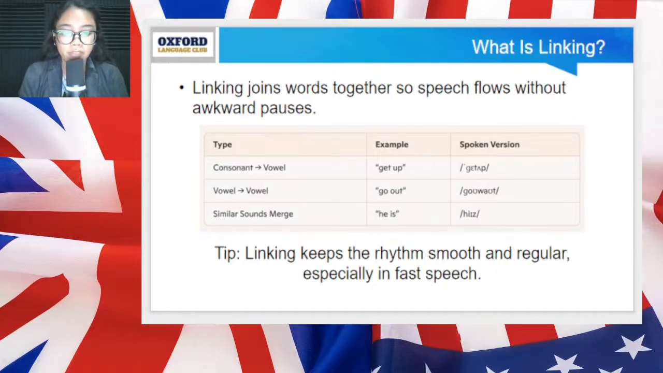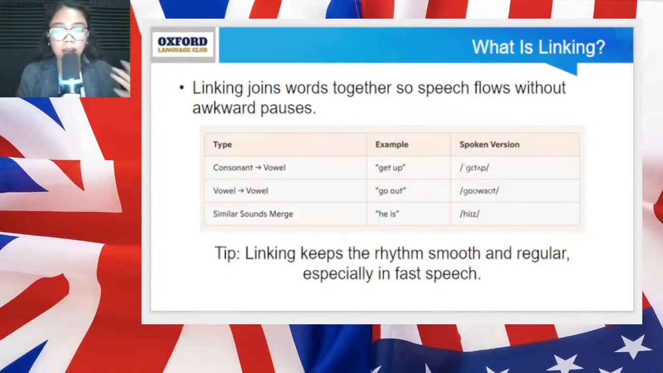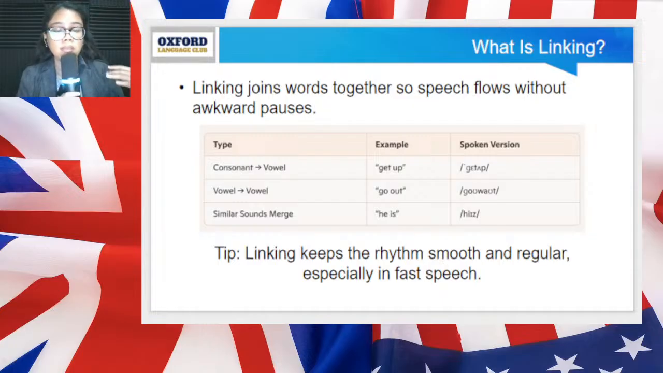So let's circle back to our main definition. Linking joins words together so speech flows without awkward pauses. Let's try to use an analogy for better understanding. You can imagine speech as a road. If there are awkward pauses between words, it's like having speed bumps every few meters. You have to slow down, stop, and then accelerate again. Linking smooths out these bumps, turning separate words into a continuous flowing highway. It's the glue that binds the individual bricks of words into a seamless wall of sound.